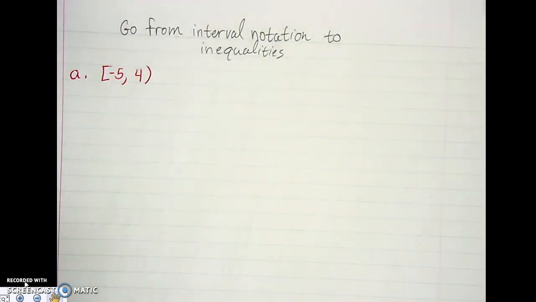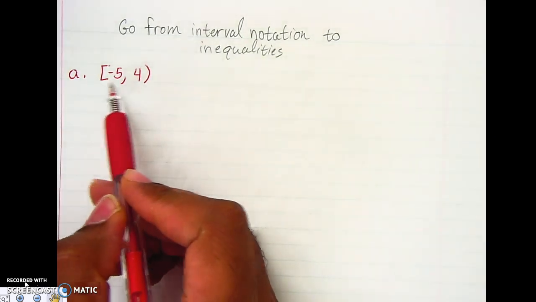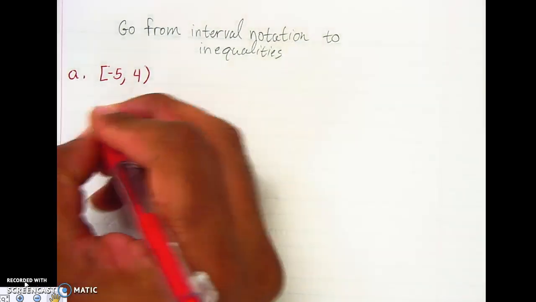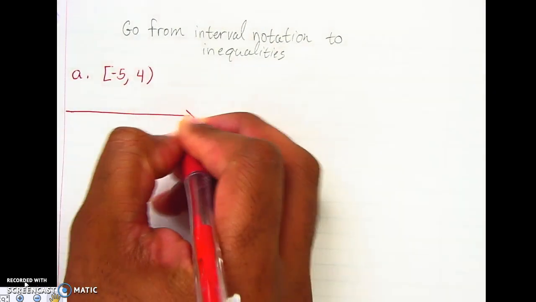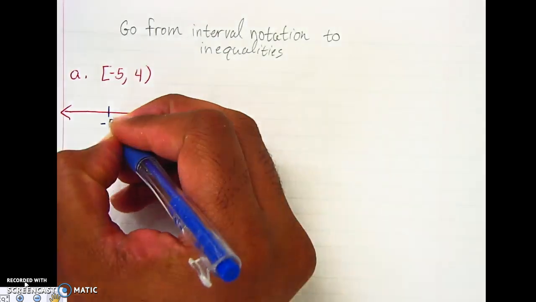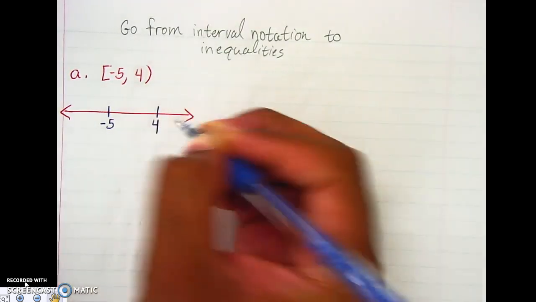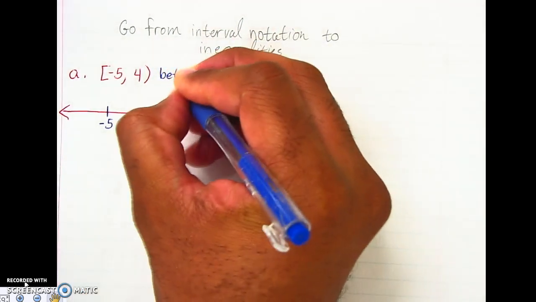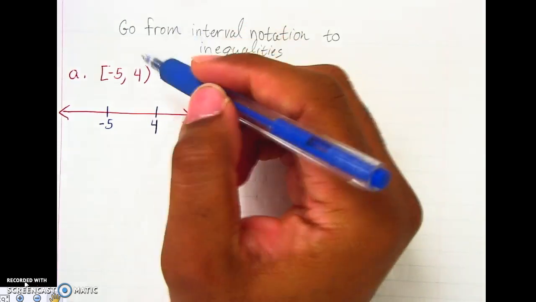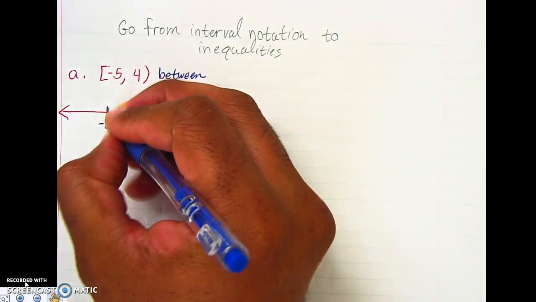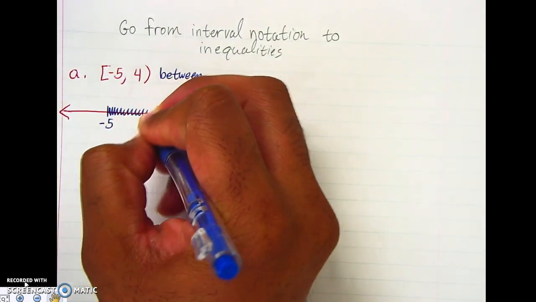So pretty much it's between -5 and 4, and the bracket's on -5, which means it's included because it has the equal to sign. So when we graph it out, we're going to put it on a number line. Again, it doesn't matter if you put all the numbers there or not. I just want you to make sure you put down -5 and 4. And here, remember, this is considered a between. So that means all the numbers are going to be between -5 and 4. So we need to shade between -5 and 4.